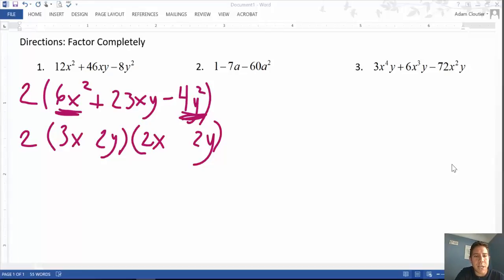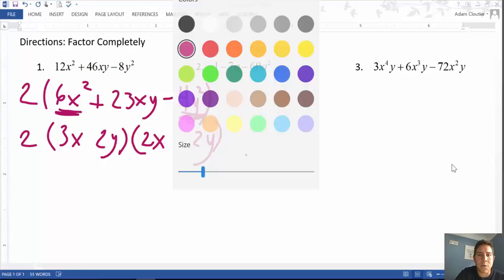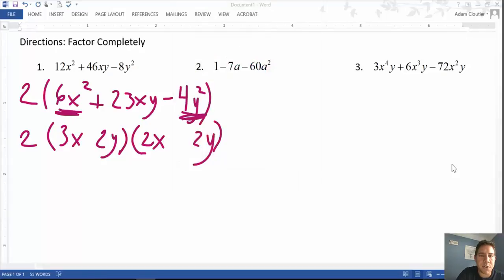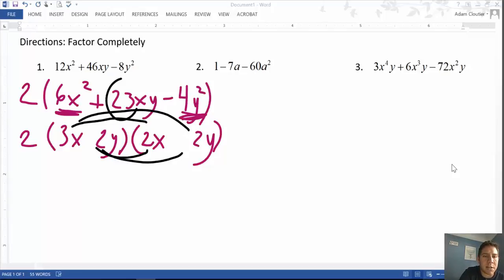And now to check to see if this works, I will actually distribute this out. So I will do my FOIL and find out, will I get the 23 in the middle term? In this case, 3 times 2, I'll check my O, is 6. 2 times 2 is 4, and 6 and 4, if I add them, will not give me 23. So this is not correct. So I will try again.